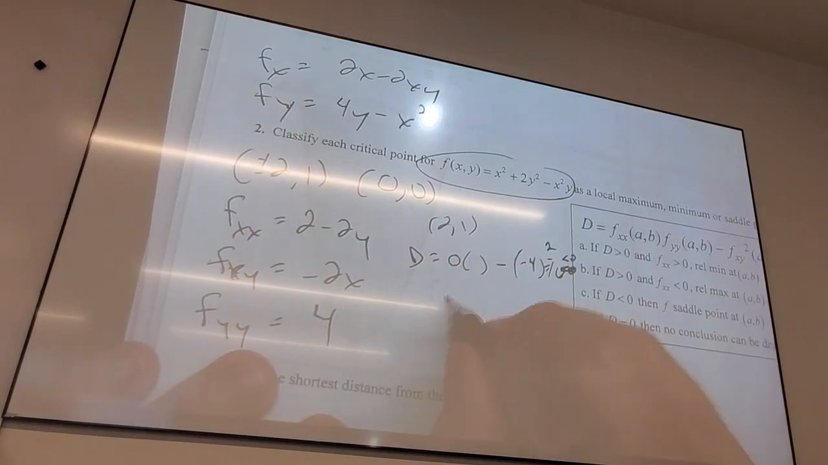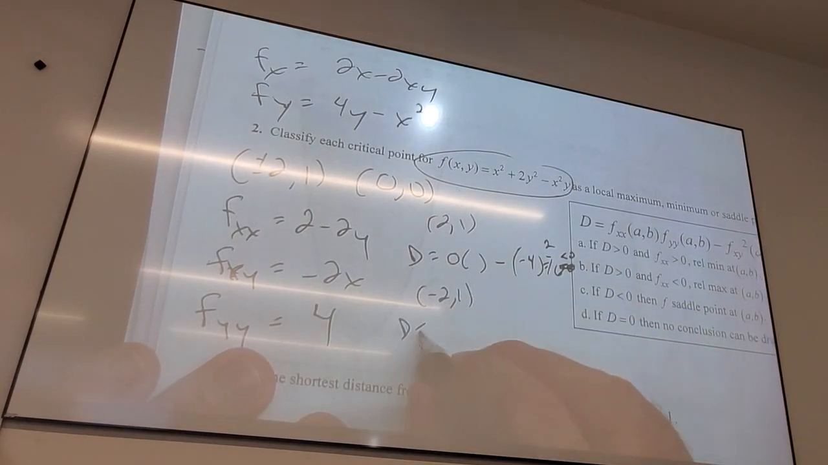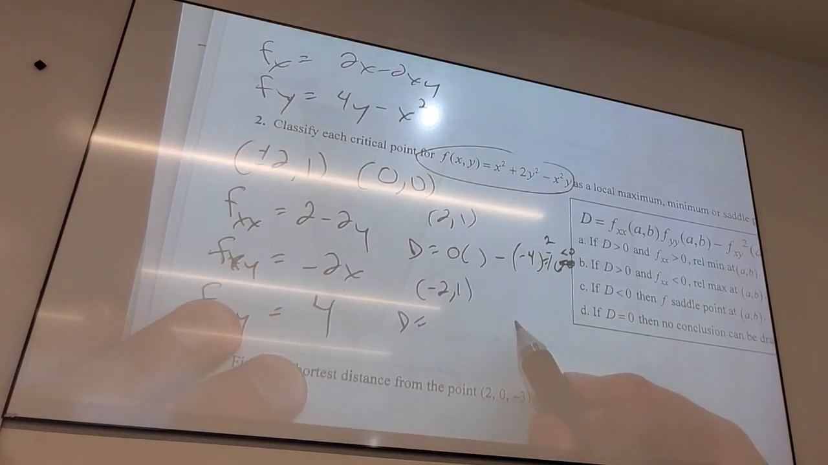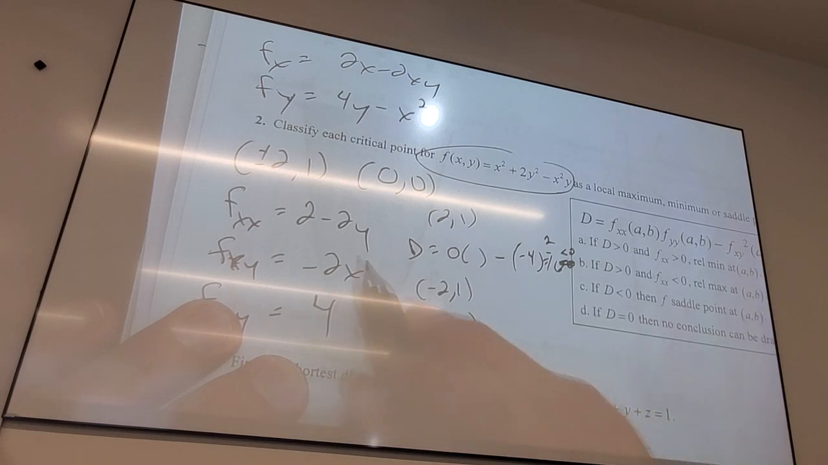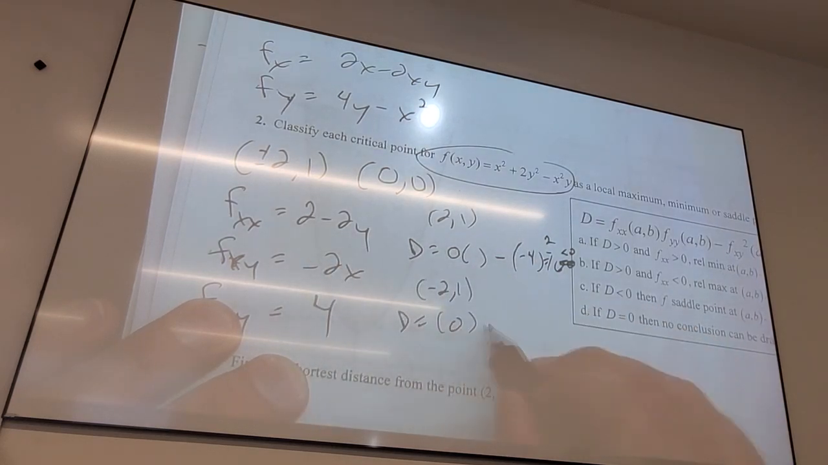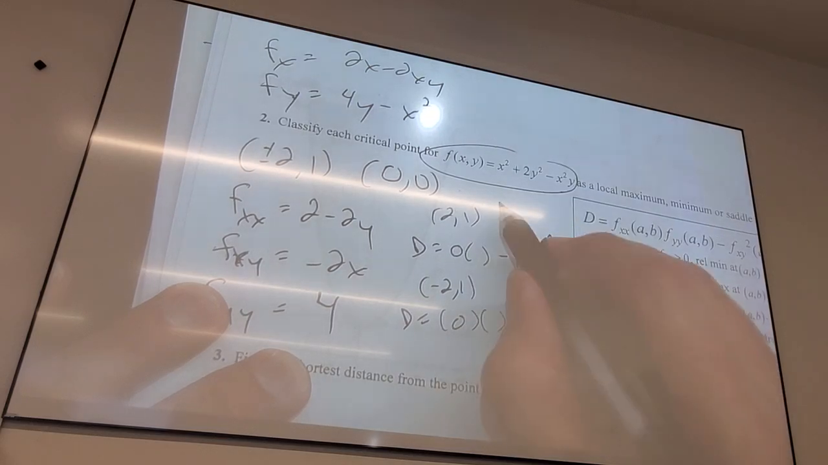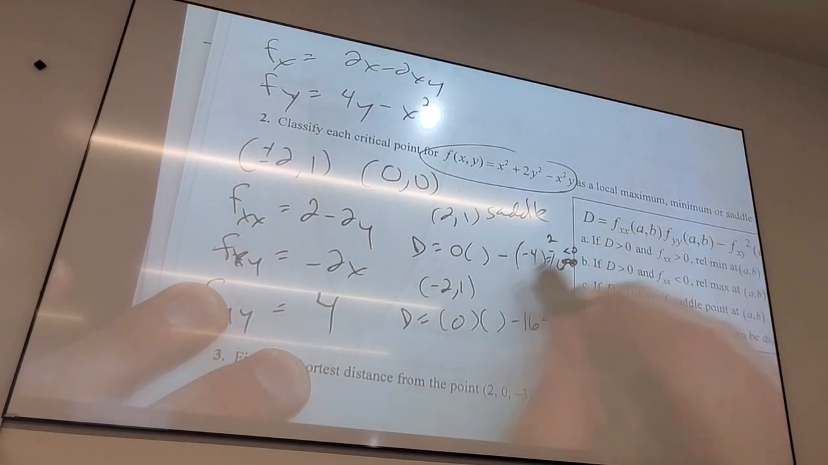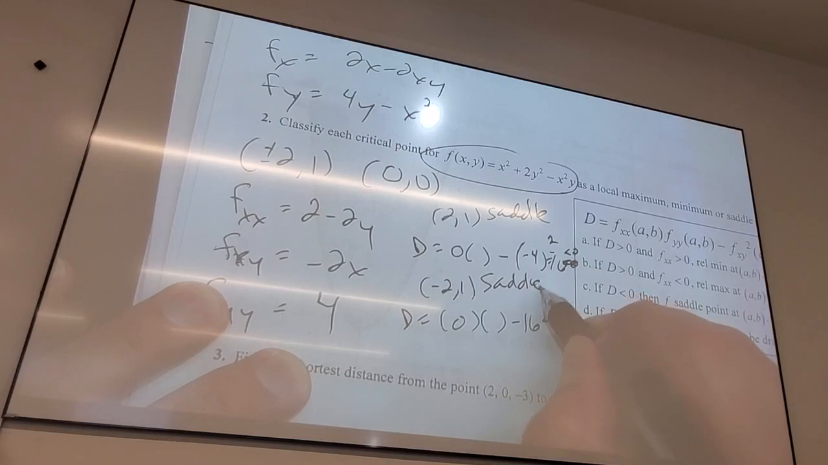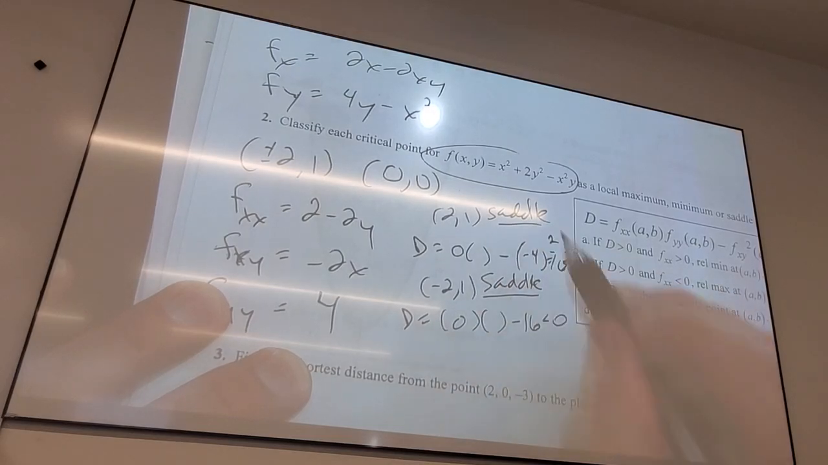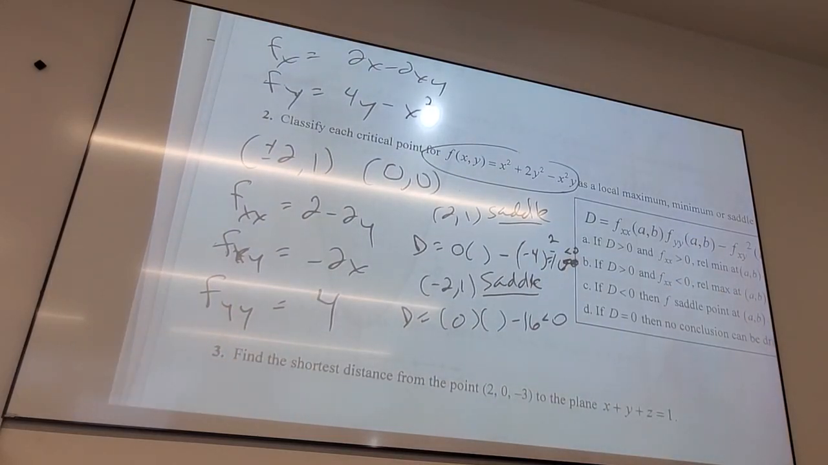So negative 2, 1. You still get 0. And who cares? And then minus, and you still get 16, yes? So you get less than 0, so what is happening here? It's another saddle. Which kind of makes sense with most of these guys. You're going to get some symmetry going on.